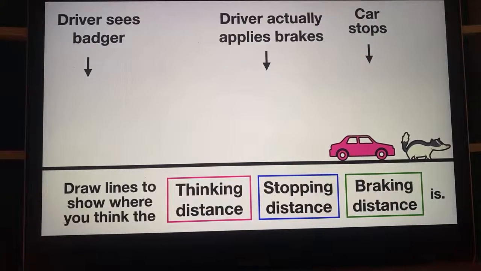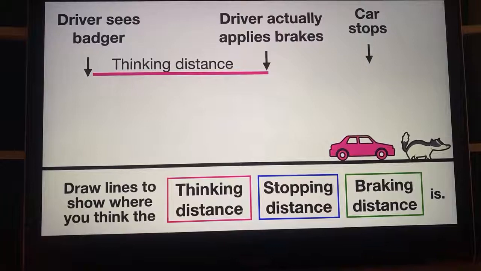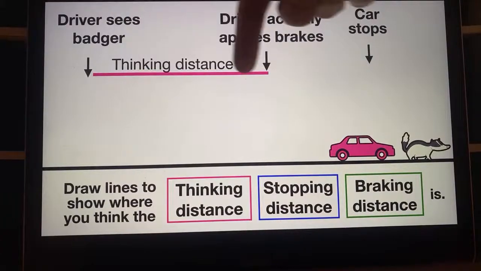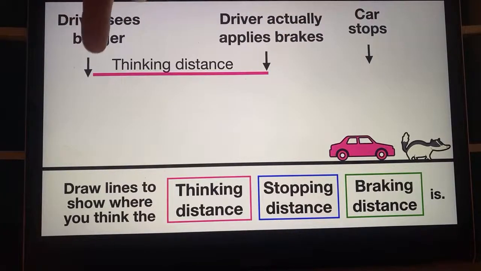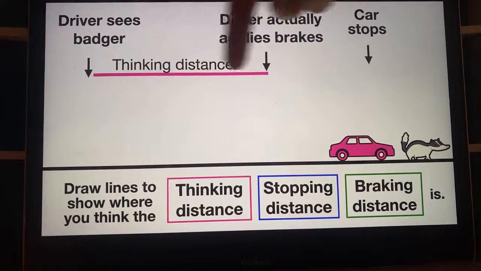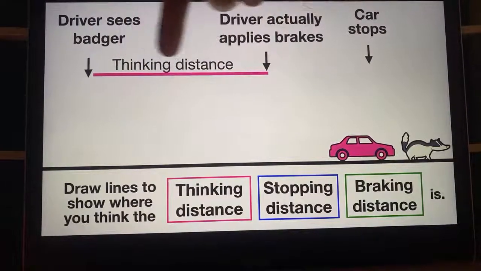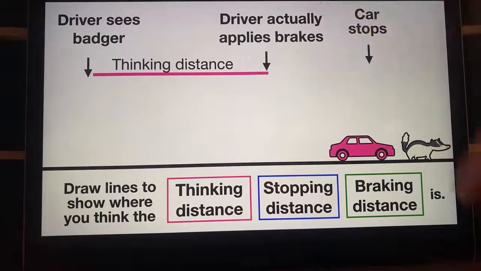Because if you haven't worked it out, then you need me to tell you. The thinking distance is just the distance that the car travels while the driver is thinking, or any object. Between them seeing the thing and applying the brakes. That's the thinking distance. It's the time they spend thinking about braking before they actually brake.